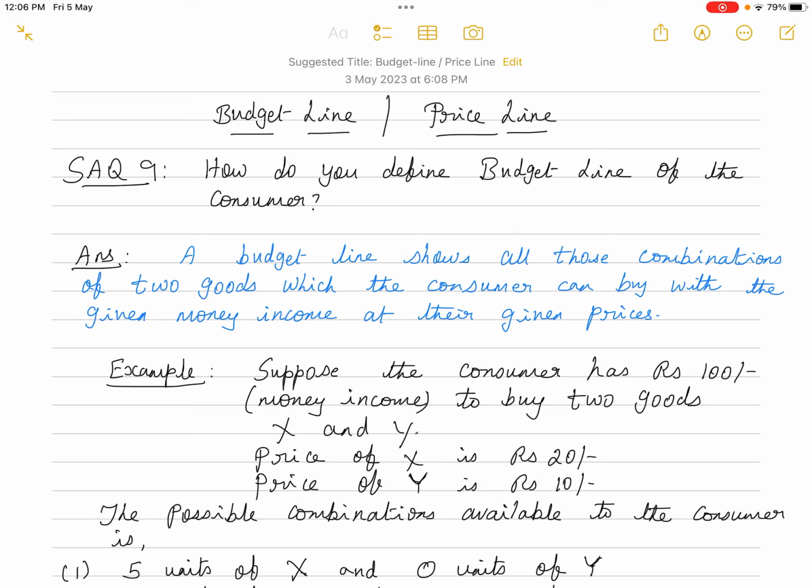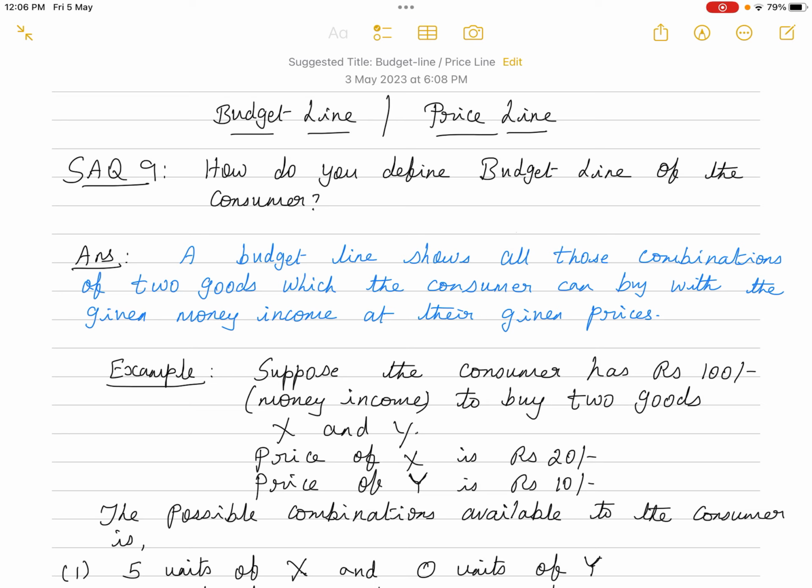In this class, we will check out the next question, the budget line or the price line of the consumer. So SAQ 9, how do you define budget line of the consumer? Now first let us check out what is the meaning of budget line. So a budget line shows all those combinations of two goods which the consumer can buy with the given money income at their given prices.